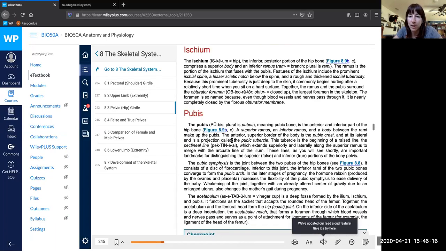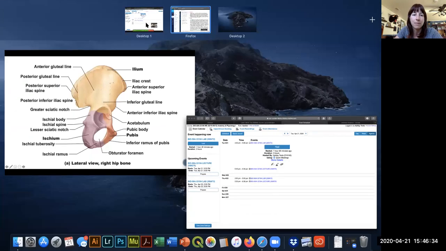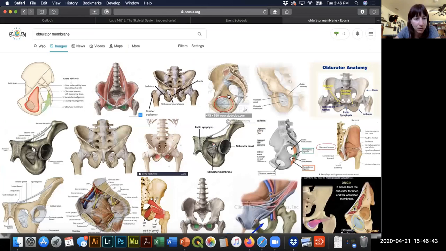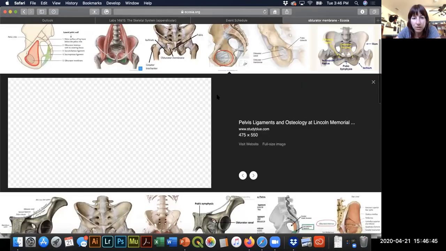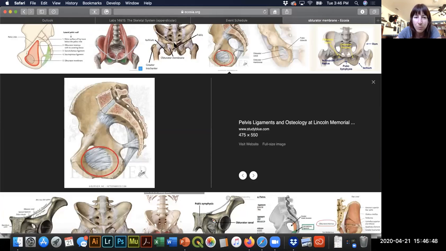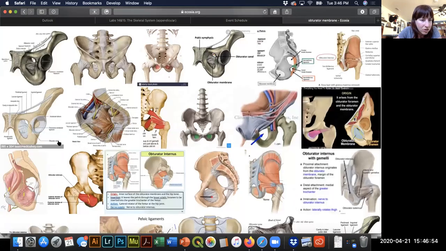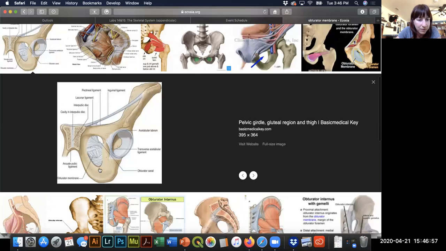The obturator foramen, the largest foramen in the skeleton. Foramen is so named because even though blood vessels and nerves pass through it, it is nearly completely closed by the fibrous obturator membrane. Whoa. Well, that's pretty cool. The obturator membrane is what I want to see then. Wow, that's really neat. It would take some more research to find out what the purpose of that is, but it looks like it just closes up those obturator foramen. That's really cool.